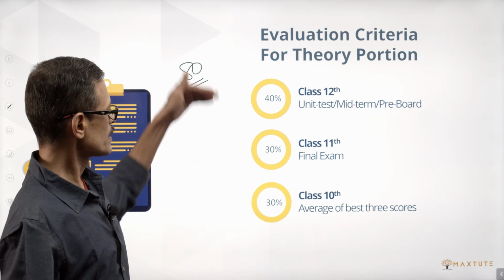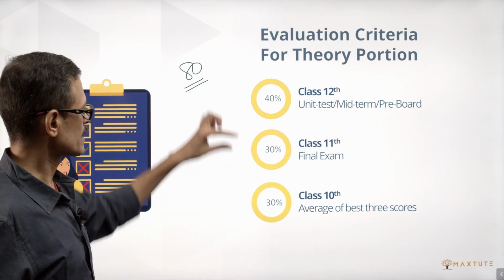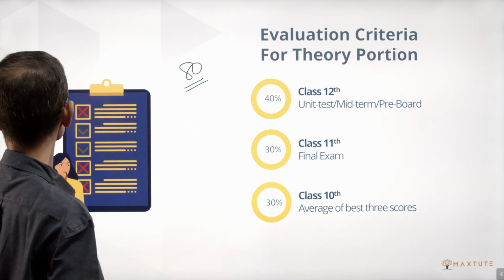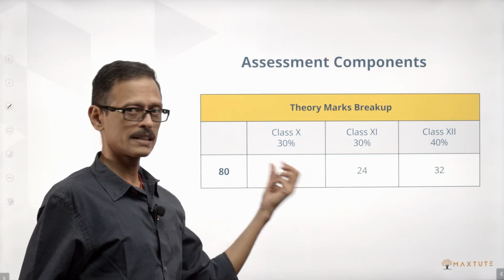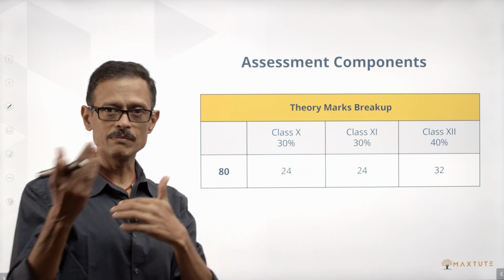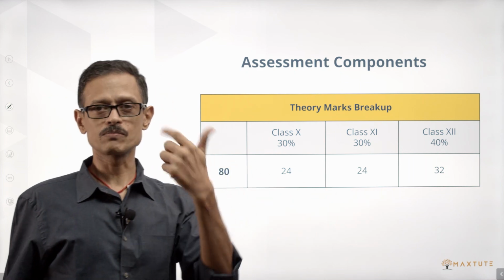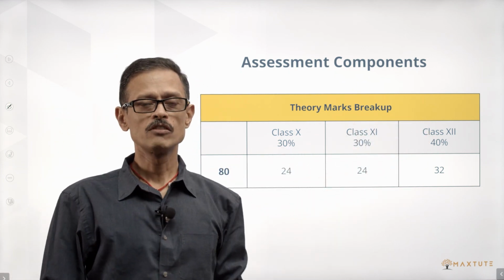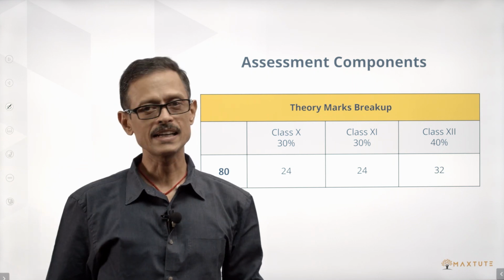So, 80 marks, with 40, 30, 30 is the breakup for it, right? Let's take an example. We'll translate this 40%, 30%, 30% into what it breaks down to for 80. So, 30% of 80 is 24 for the 10th standard marks, which is the best 3 marks in 10th standard. 30% of 80 is 24 for the 11th standard corresponding subject final examination mark, and 40% of 80, which is 32 marks, is for how the school decides the component of unit test, pre-board and half yearly, right?